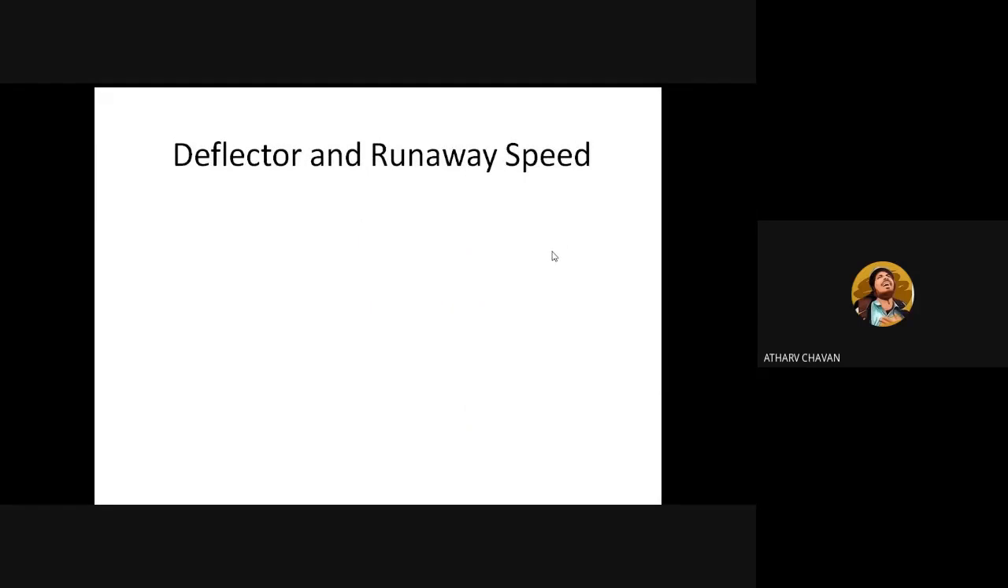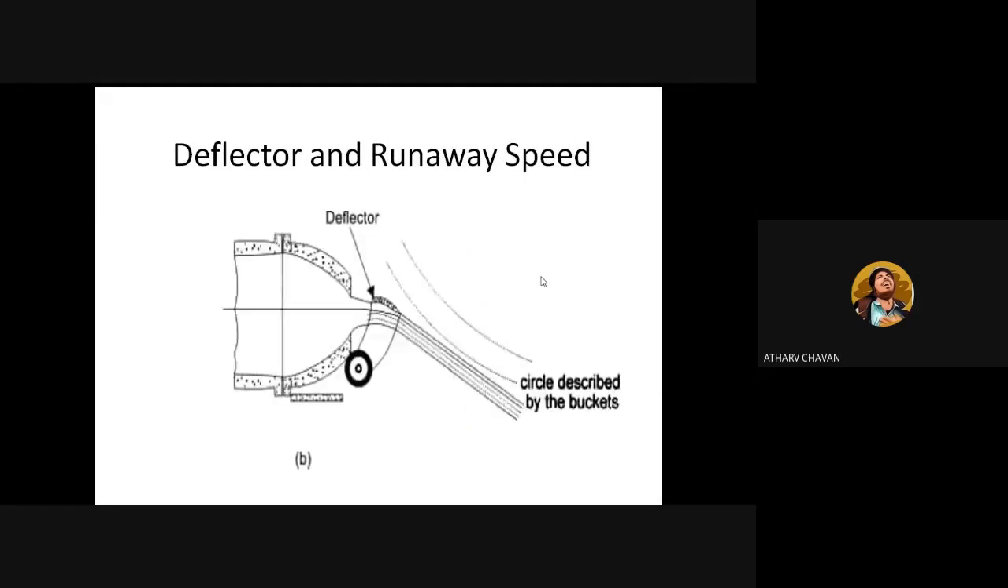Now the deflector and the runaway assembly. So it's just a safety measure given to the Pelton turbine. Suppose we have to stop the turbine immediately. It's not effective to go and shut the wheel and then the spear and then shut the nozzle off. It's a very long process. We need a quick assembly to stop the turbine immediately.